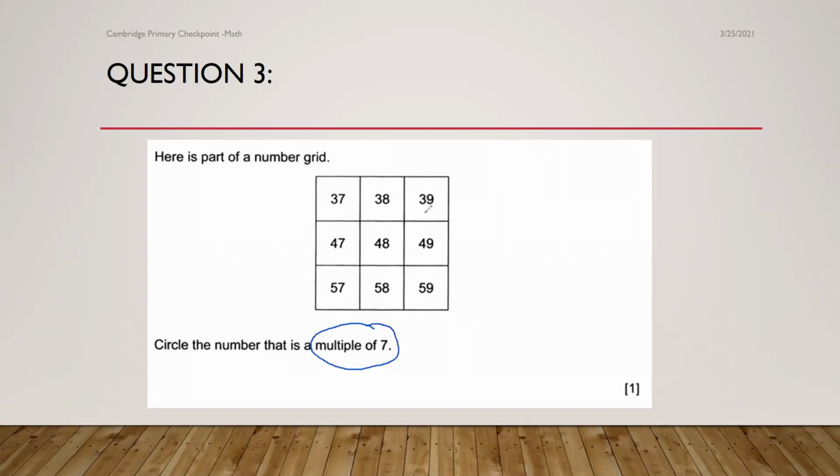We'll start counting the 7 times table: 7, 14, 21, 28, 35, 42, 49. Now I can see 49 is here. So it's in the 7 times table, and 7 times 7 is 49. So 49 is the correct answer, and you will get 1 mark for this.